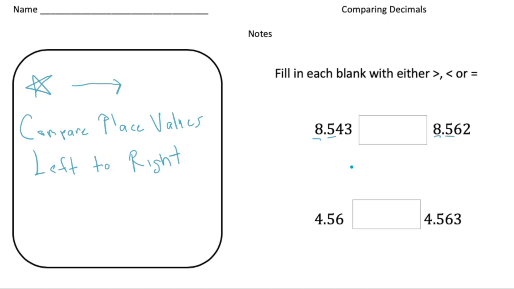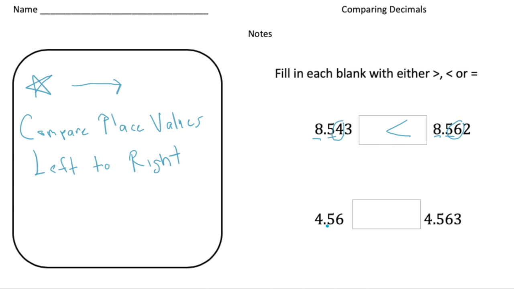But now let's compare the hundredths digit. Over here there's a 4, but over here there's a 6, right? And we know 6 hundredths is greater than 4 hundredths. So that means this number is going to be larger than this one over here. So we're going to put the inequality sign like this, okay?